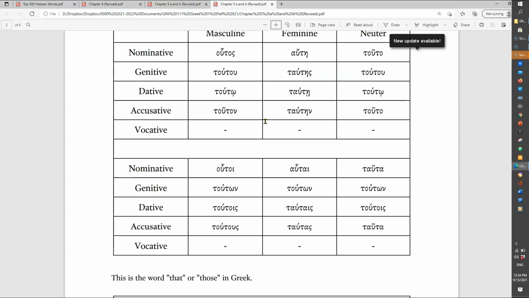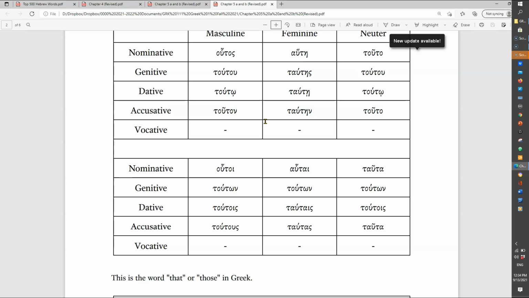All right, what about the word this? Houtos, toutou, toutoi, touton, houtoi, touton, toutois, toutous. So that's how you say this. This is how you say this woman. Haute, tautes, taute, tauten, hautai, toutoin, tautais, tautas.